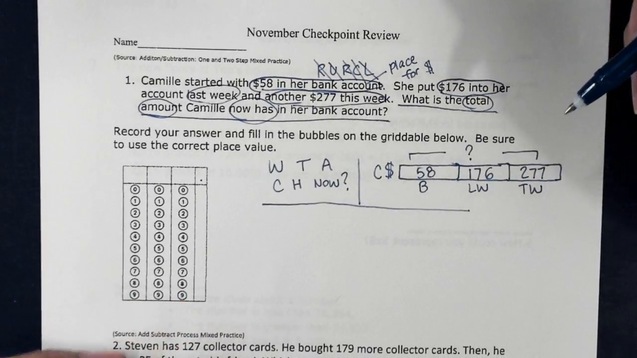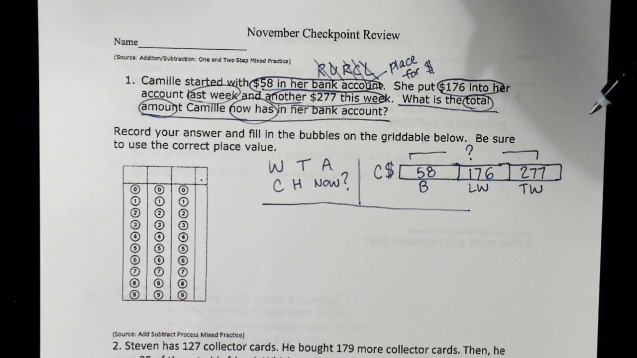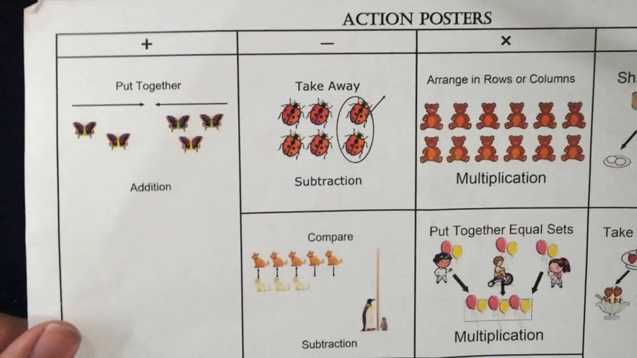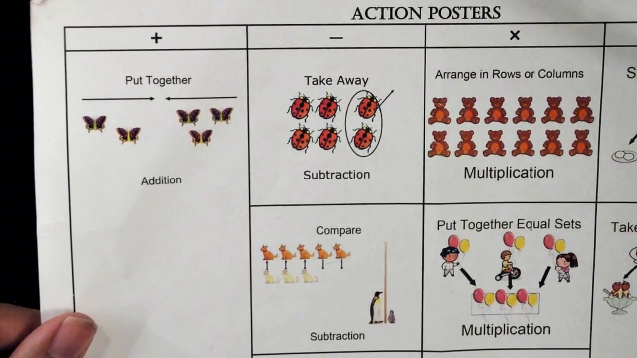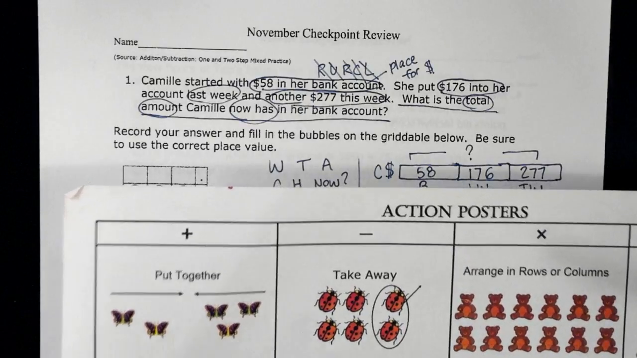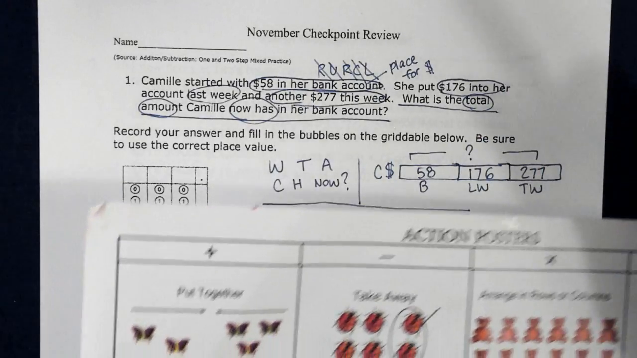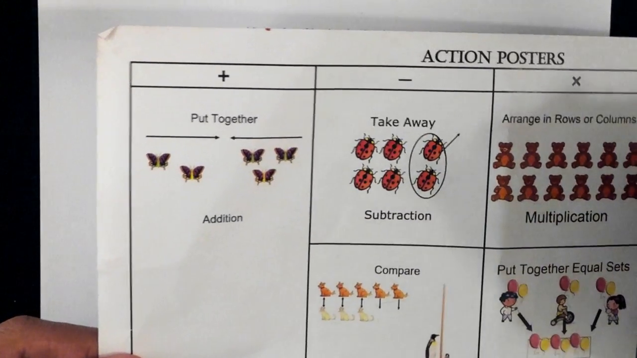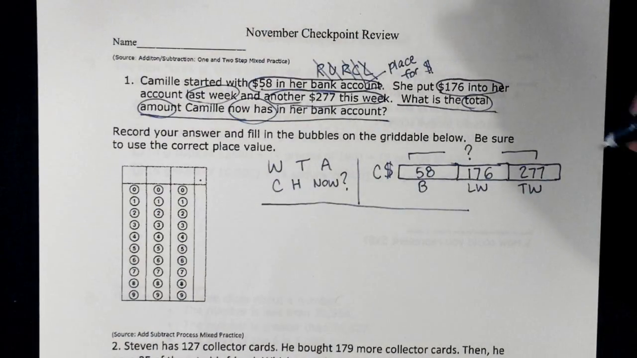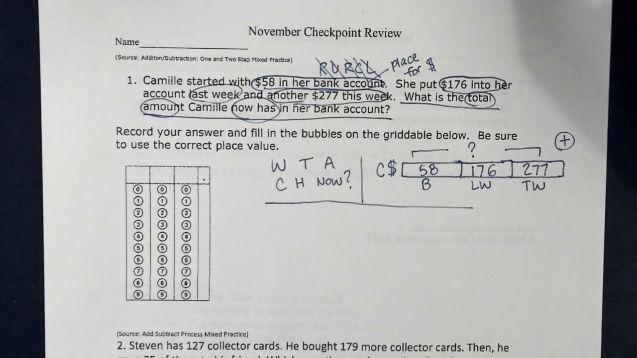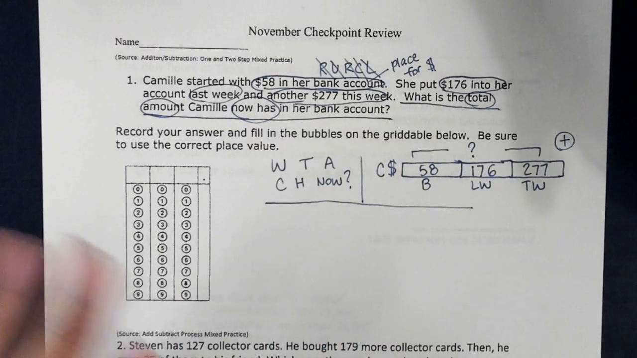So now that I have my pictures, I can use my eyes to see what operation will help me by looking at my action poster and seeing what action is going to help me here. I've been saying put together a lot, and I know that these bars are touching, they're coming together, so it's put together, and the operation that's going to help me here is addition. So I'm going to write my clue up in the corner, and I need to add those numbers, but only 2 at a time.